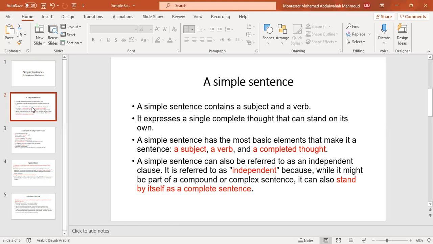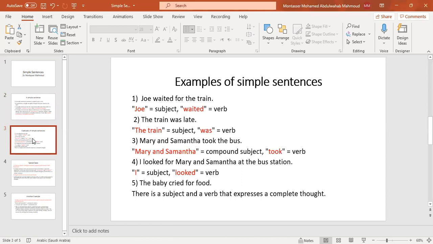Let's go quickly to see the examples so we will be able to understand more and more about simple sentences. The first example: Joe waited for the train. Here, Joe is the subject. Waited is the verb. So here we have only one subject, one verb. And also we have only one single thought, which is the waiting of Joe for the train.